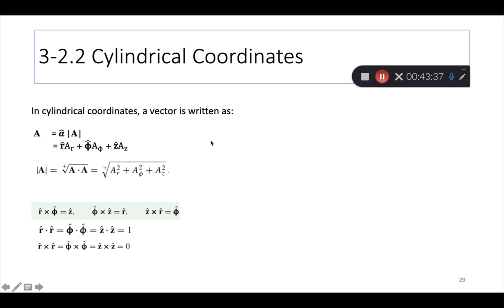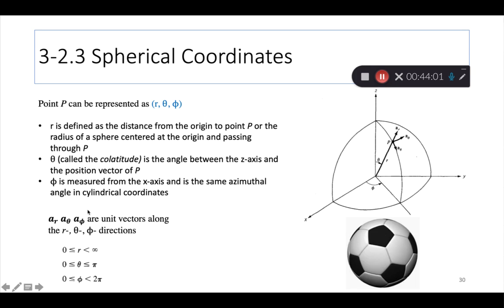In cylindrical coordinates, a vector is written as A equals a hat times magnitude, which now we write as r, phi, z, which are the unit vectors. Then the magnitudes, instead of calling them ax, ay, az, now we call them ar, a phi, az. And there's other formulas and rules. I will let you become familiar with them. And now I'm moving on to spherical coordinates.